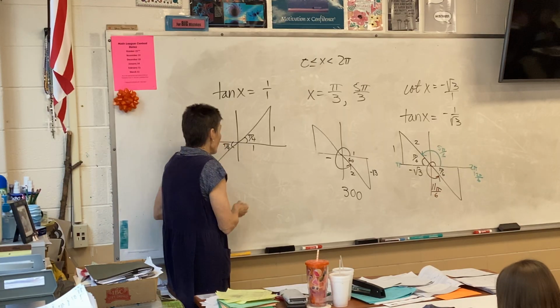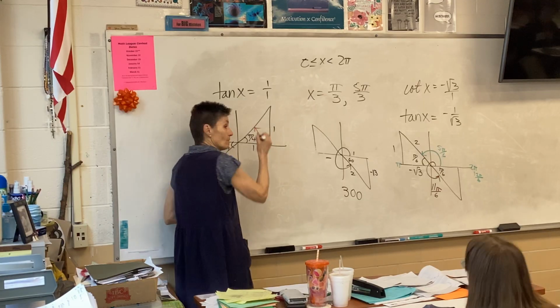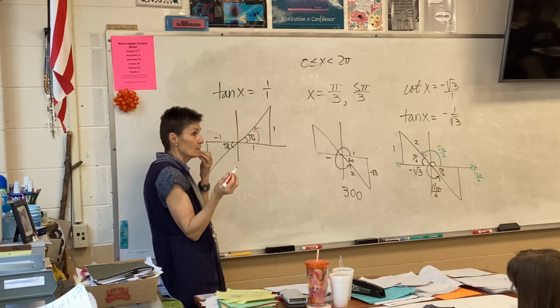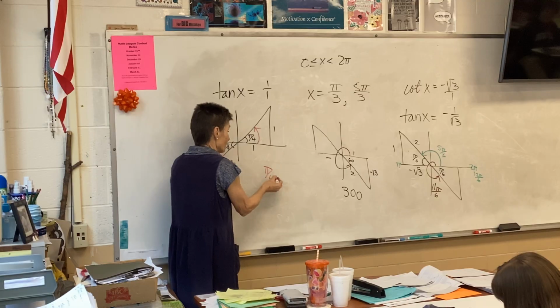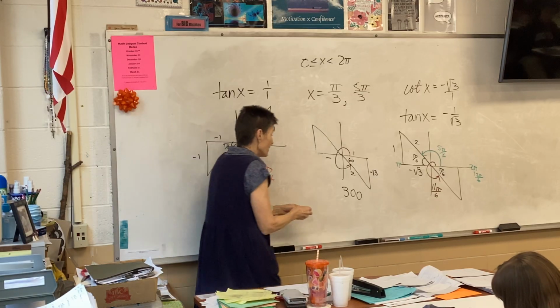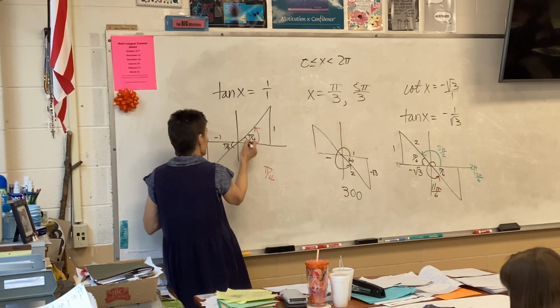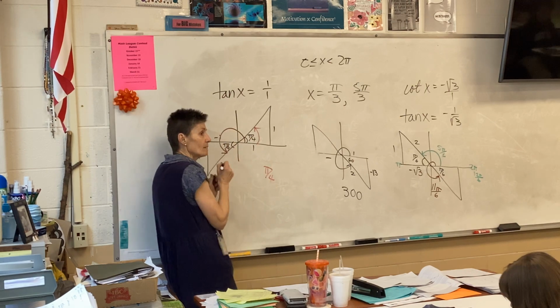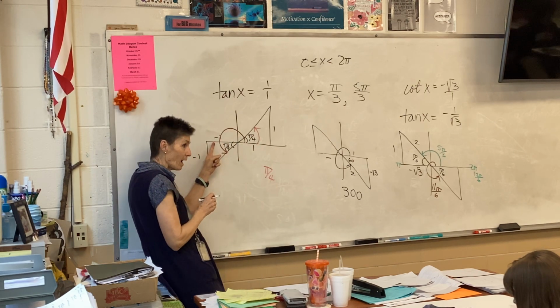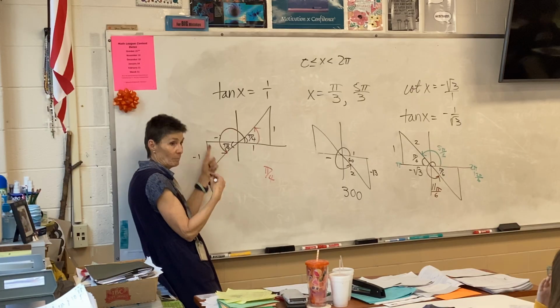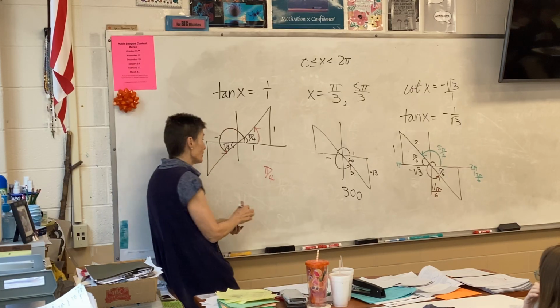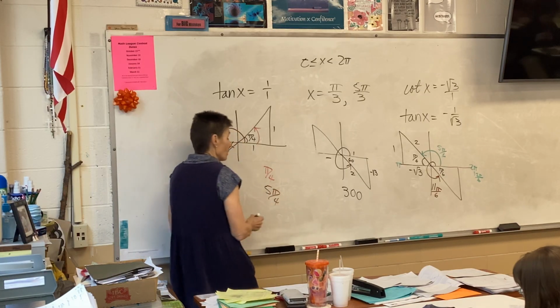So, one answer is right here. That is one of your answers. So pi over 4. The other one is all the way around to here, which would be pi, that's 1, plus a fourth? Yep. So that would be 5 pi over 4.